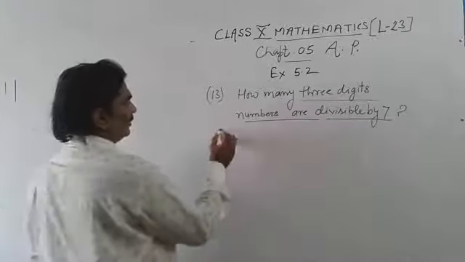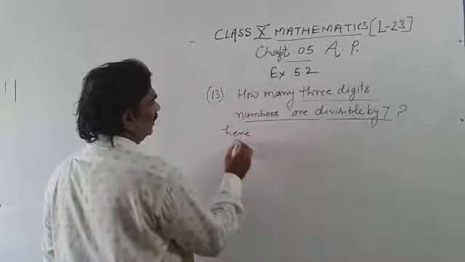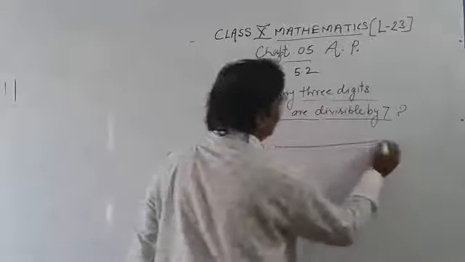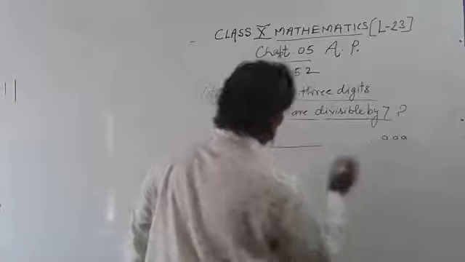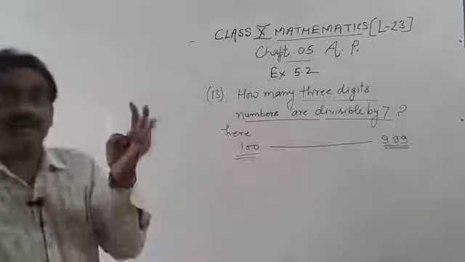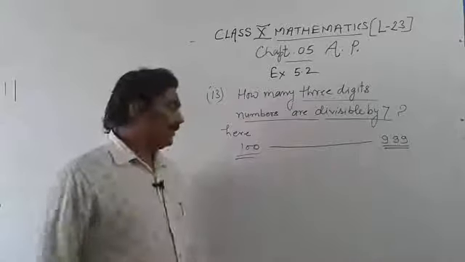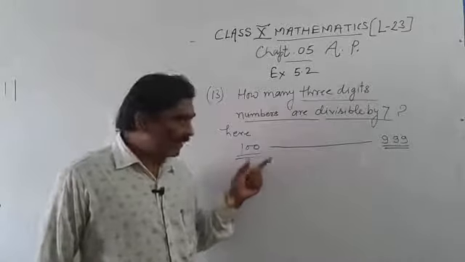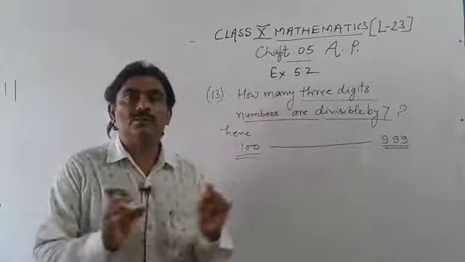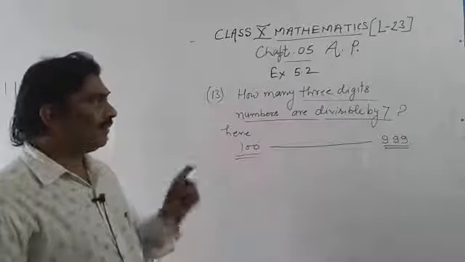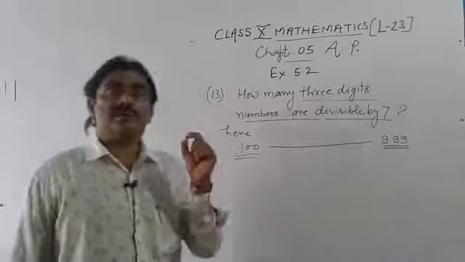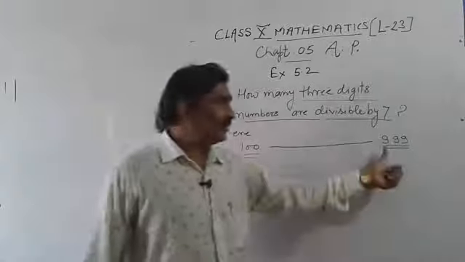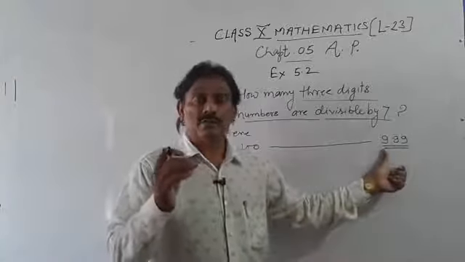Here the smallest 3 digit number is 100 and the largest 3 digit number is 999. Students, this is the range of 3 digit numbers. But you know that we cannot divide 100 by 7 or 999 by 7. Therefore we need two numbers: the smallest 3 digit number which is divisible by 7 and the largest 3 digit number which is also divisible by 7.